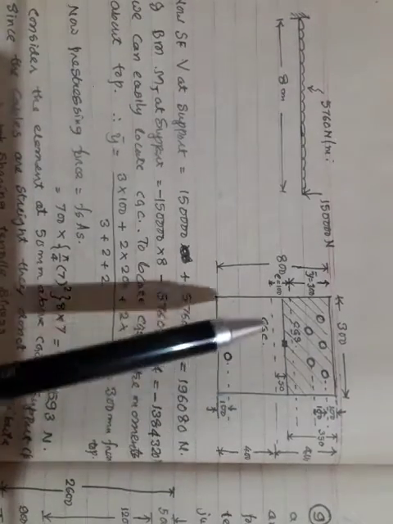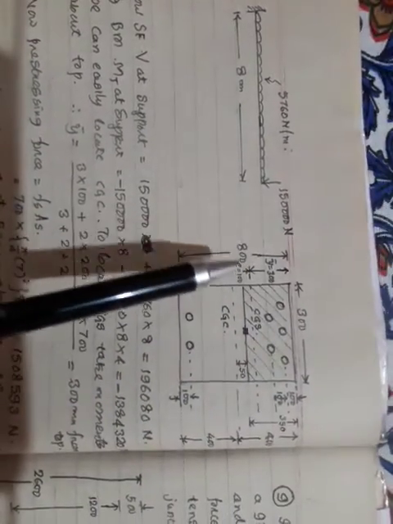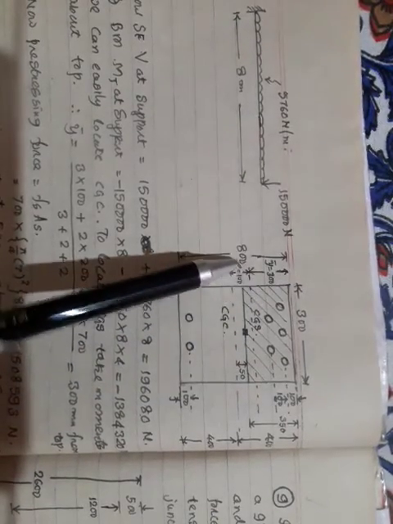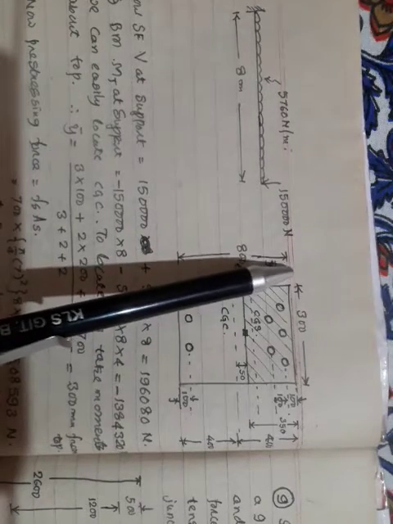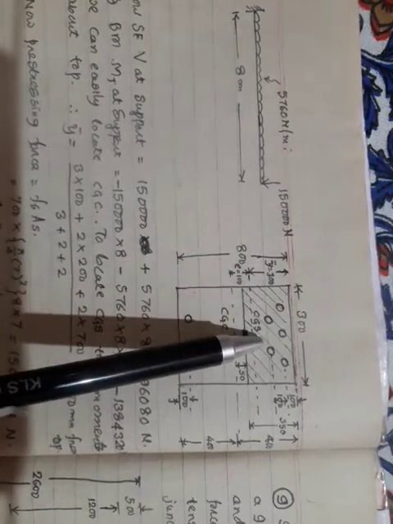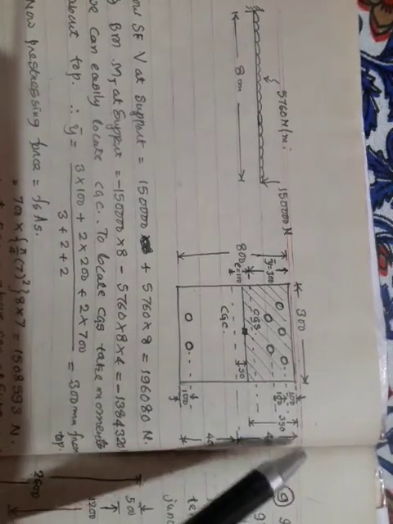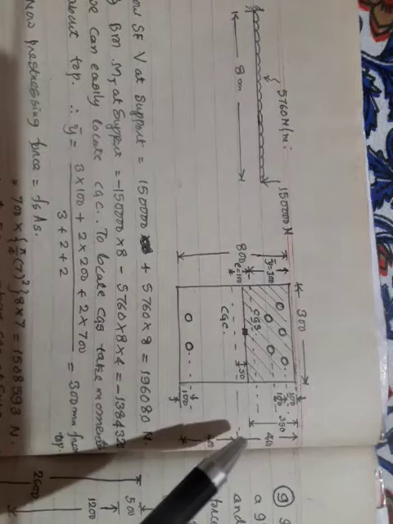In the sense, your CGS lies at a distance of 300 mm from the top, y bar. Okay, here I have written 300 mm. Okay, so 300 mm is your CGS. Where is your CGC? CGC lies at a distance of 400 mm.